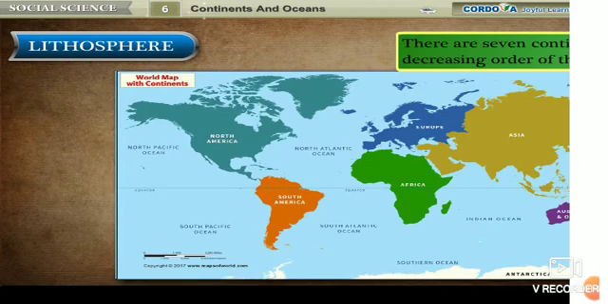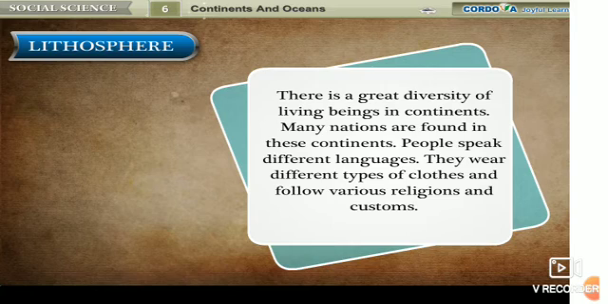There are 7 continents on the Earth. In descending order of their sizes, they are: number 1, Asia; number 2, Africa; number 3, North America; number 4, South America; number 5, Antarctica; number 6, Europe; number 7, Australia. Most of the land masses are found in the northern hemisphere, while most of the southern hemisphere is covered by water. There is a great diversity of living beings in continents.